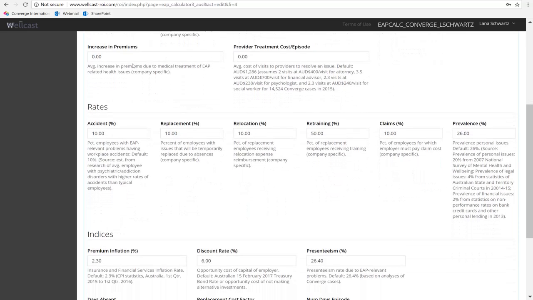We have a premium increase, which we leave zeroed out at the moment, unless your organisation is actually paying for medical treatment of health issues. And we have here as well zeroed out the provider treatment cost. And this is if an organisation would like to show their employees how much money they have saved them by having a program in place. And we have some defaults down here. You can see the default is $1,286, which is the average cost if someone has an EAP related issue for them to go and seek private support. So we can put that in there and see what it comes out to.